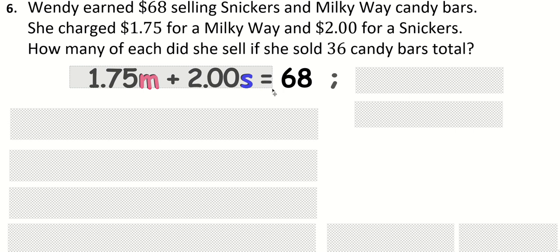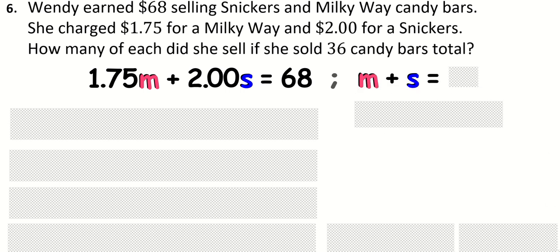But again, we can't really solve this the way we want and get a final answer when there are two variables. So one of these variables is going to need to be replaced with something equivalent that uses the other variable, so that we only have one variable to use. So we're going to have another equation, and that's got to use the fact that there are 36 candy bars total. Literally, M, whatever it is, plus S, whatever that is, needs to equal 36.